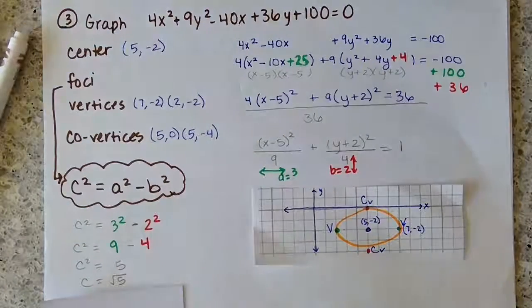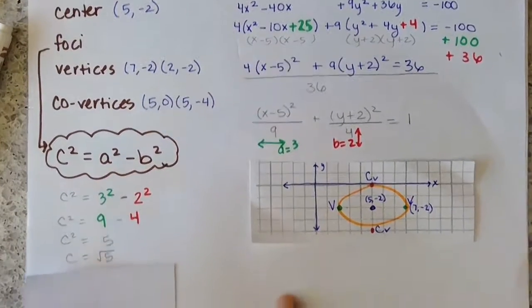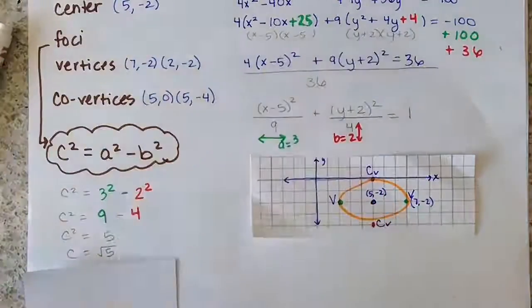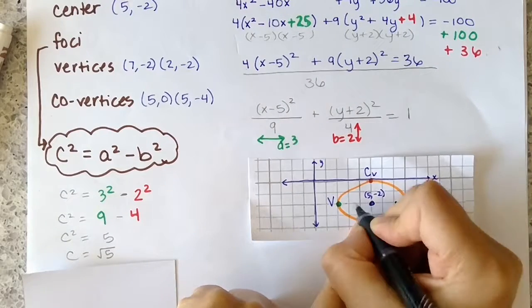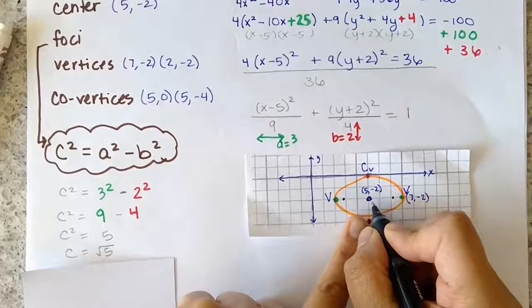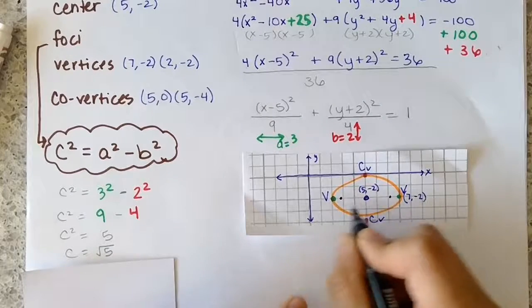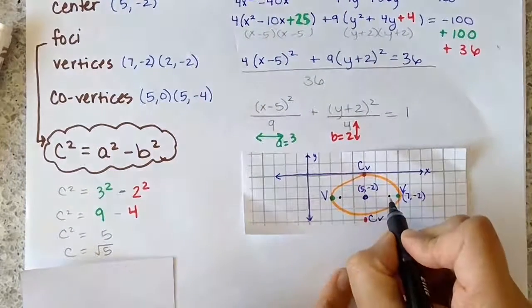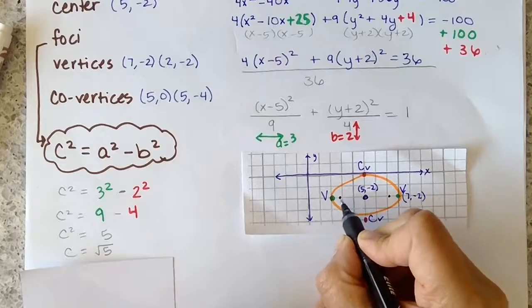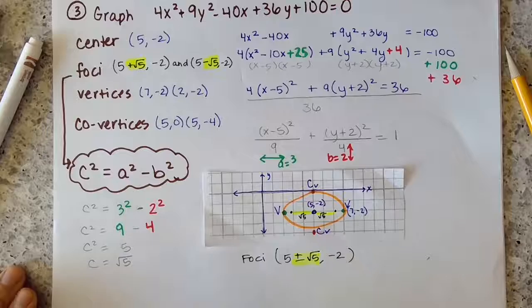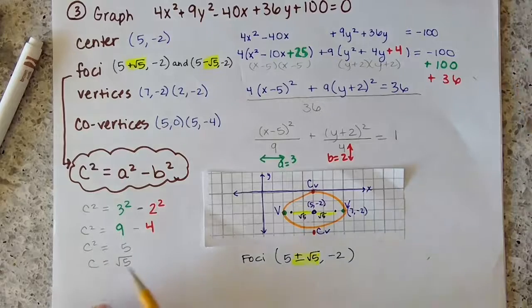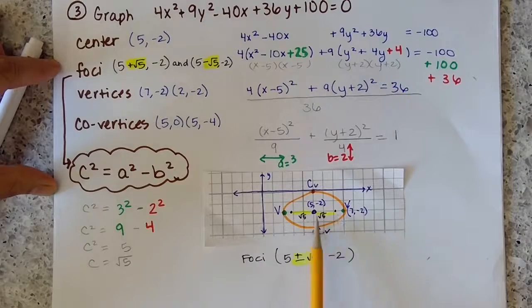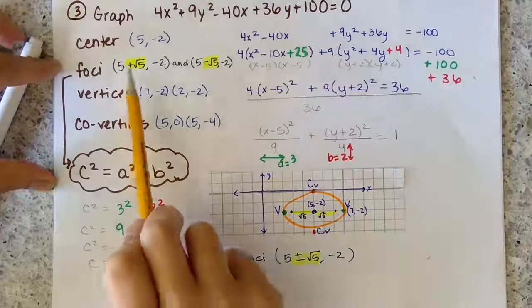So where does that point lie? Well, square root of 5 is a little bit like 2 1/4. So 2 1/4 distance from your center, and again, it's going to shift you in the x direction. So the coordinates for your foci are going to be 5 plus square root of 5, and 5 minus square root of 5, negative 2. So we can see that our C value is square root of 5, so 5 plus or minus square root of 5. If you add it and then subtract it, you can write it this way or you can break it apart.